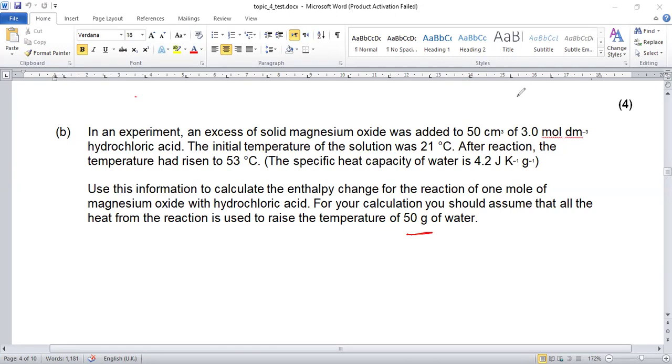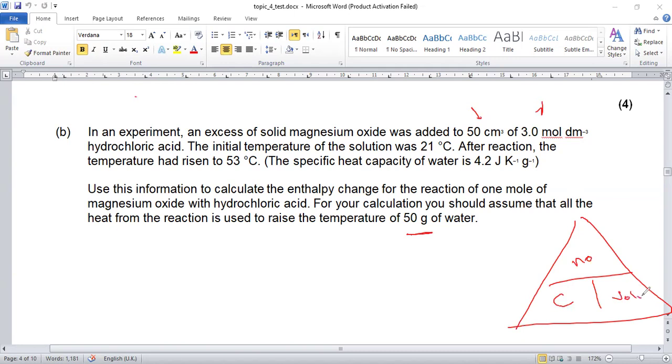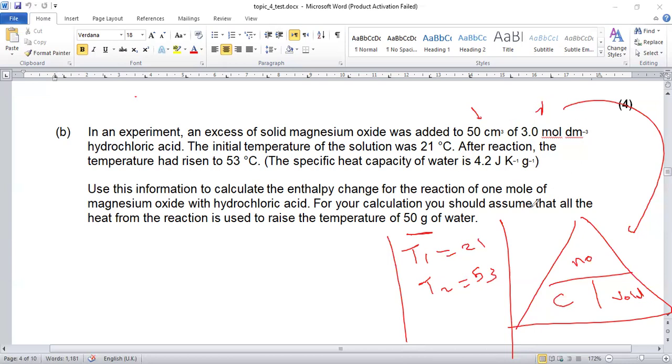Here, in the reaction, an excess of solid magnesium oxide is added to a given volume and concentration of hydrochloric acid. So here we will use this triangle. Concentration equals number of moles divided by volume in dm³. Since we have this given, we will use this triangle for the mole calculation. The initial temperature of the solution was 21 Celsius, so T1 equals 21. After the reaction, T2 equals 53. All this is the information I investigate to get the method. The specific heat equals 4.2.